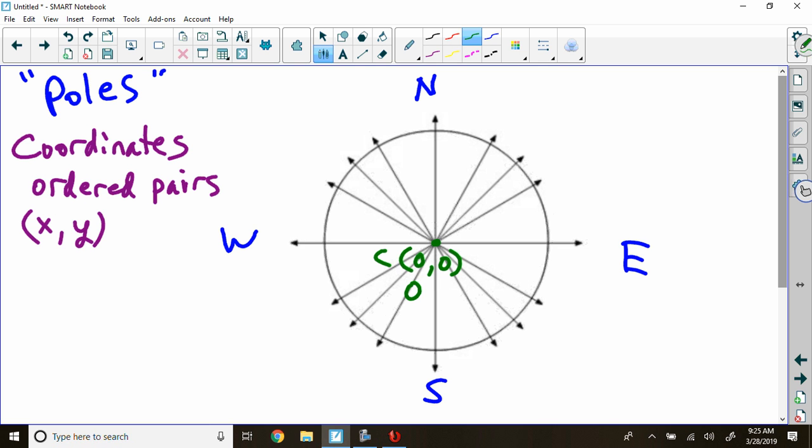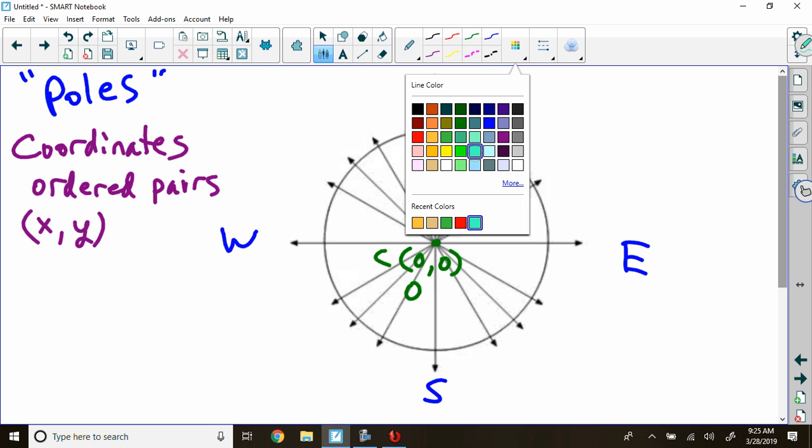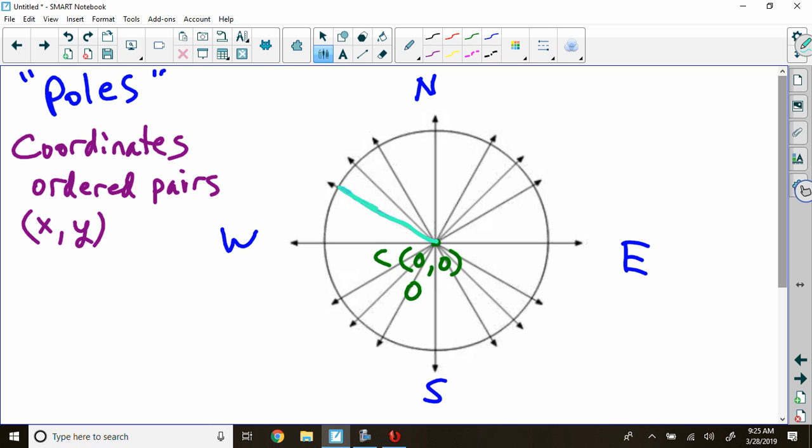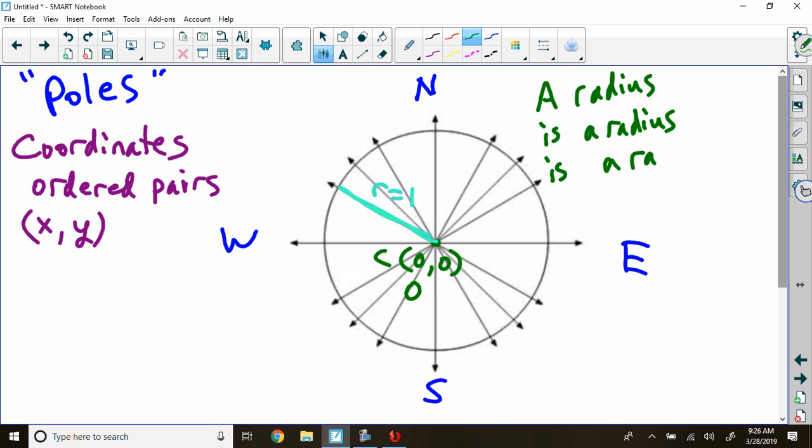There at the origin. Right? Handy to know. Also handy to know that the radius of a unit circle is 1. Also handy to know that a radius is a radius is a radius.